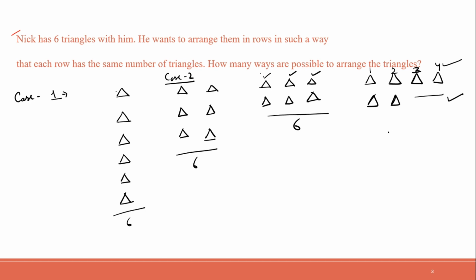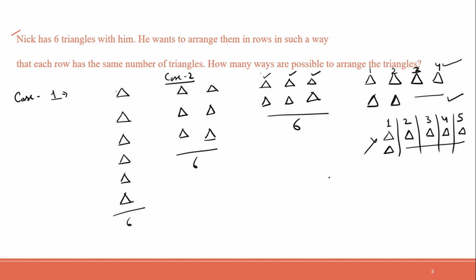Okay, try it for five. One, two, three. That means first row, second row, third row, fourth row, fifth row. Like this. Fourth row and fifth row. And then this one triangle, two triangles, third triangle, fourth triangle, fifth triangle, and the sixth triangle. We have used all the six triangles, but we are not using the same number of triangles in each row. That means it is not possible for five rows also.